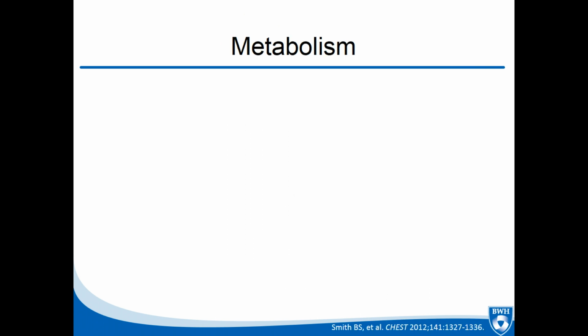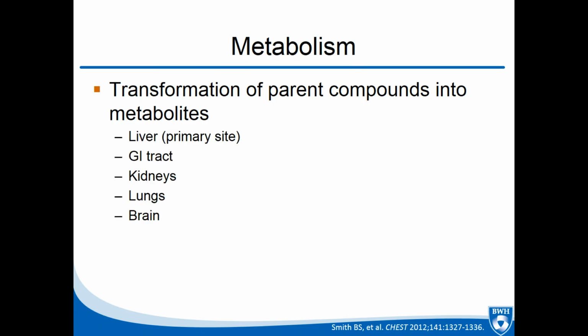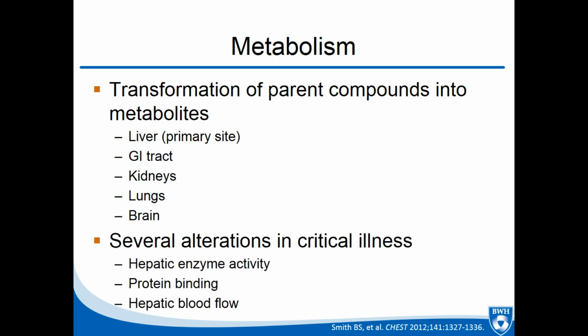Moving on from distribution to metabolism. Metabolism is defined as transformation of the parent compound into metabolites, and primarily that is done in the liver, but there's also some lesser metabolism happening in the GI tract, the kidneys, the lungs, and the brain. And the alterations in metabolism that we'll see are actually threefold here. Largely it's changes in hepatic enzyme activity, changes in protein binding, and changes in hepatic blood flow.